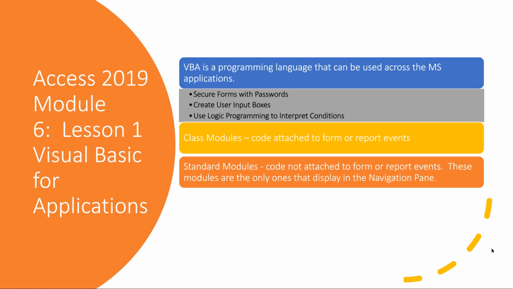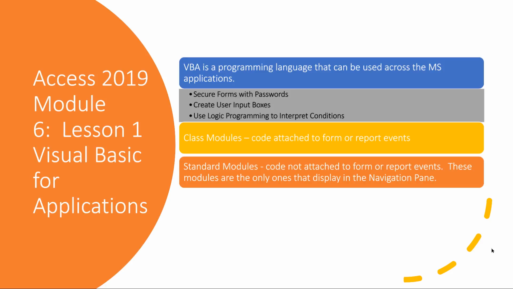There are two basic types of modules, which are the windows that hold the code in VBA, that we're going to be working with. For the three examples listed on the slide, we're going to be using class modules, and the code is attached to form or report events as a trigger. For example, when the form loads, that is an event. Then we're going to do an example with a standard module where the code is not attached to form or report events. And by the way, standard modules are the only ones that will display in the navigation pane in Access.